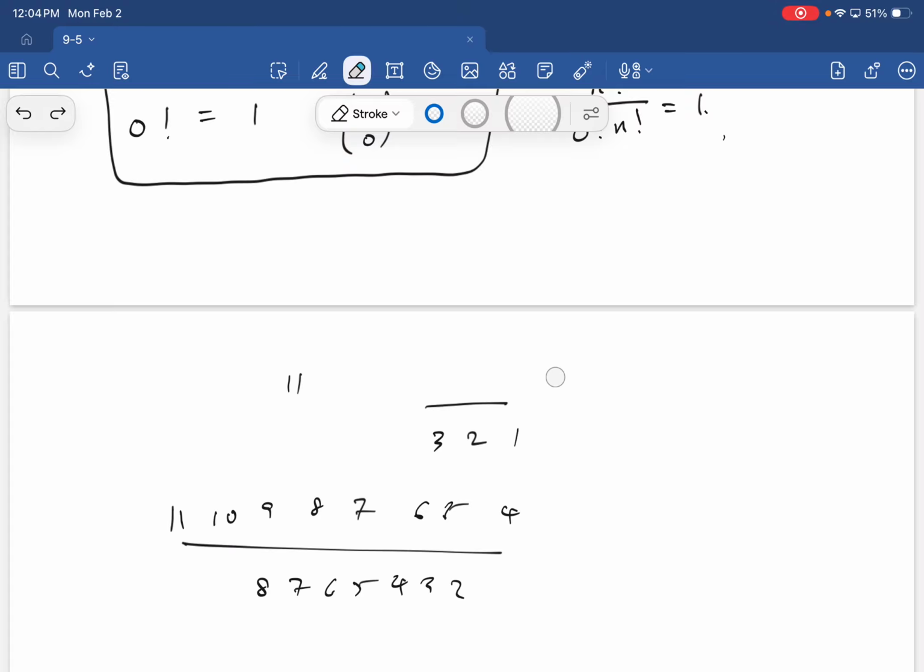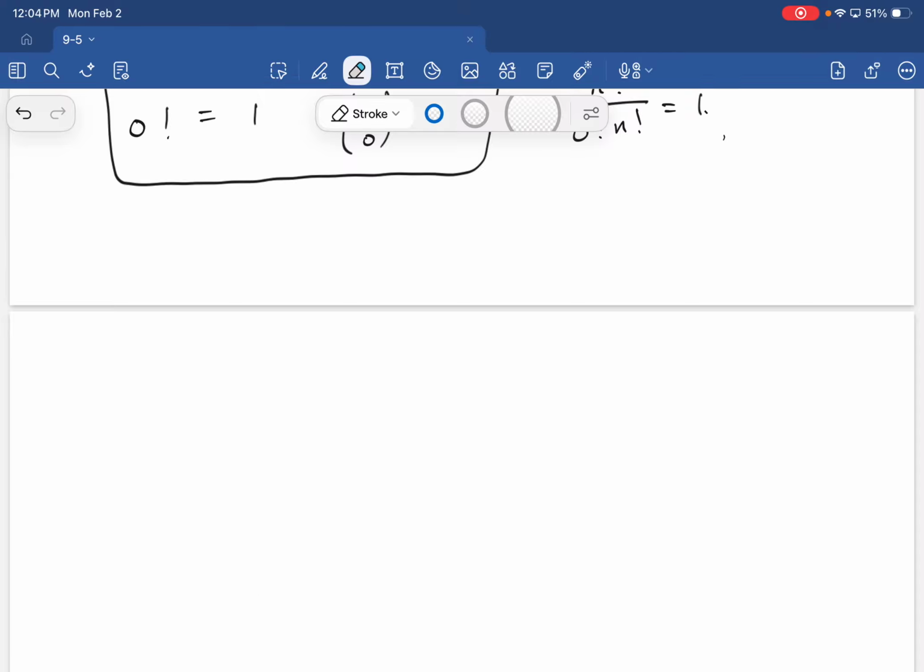plus dot dot dot, plus n choose n minus 2 x to the 2 y to the n minus 2, plus n choose n minus 1 x to the 1 y to the n minus 1, plus n choose n x to the 0 y to the n. So this is the formula. Okay, you're not supposed to memorize this. You're just supposed to look at the pattern and be able to reproduce this, right? So let me show you guys the pattern.